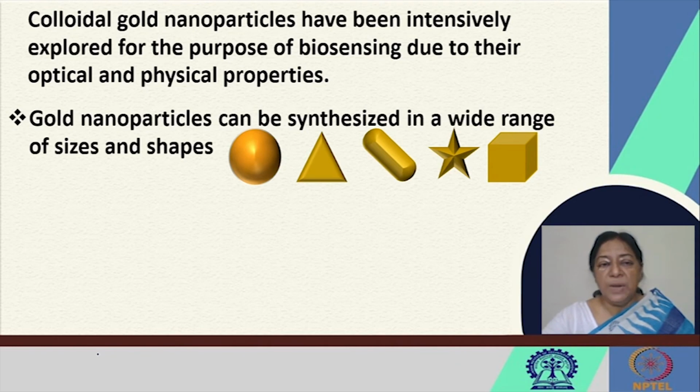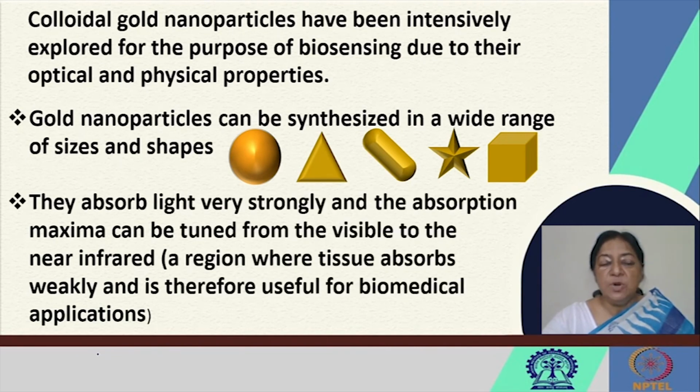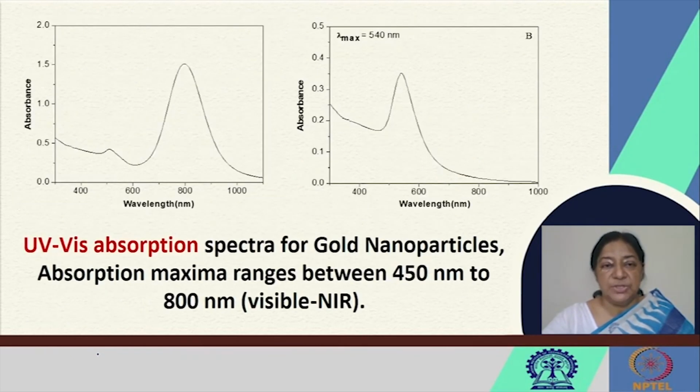So the gold nanoparticles, as we saw, can be synthesized in various sizes and shapes. They absorb light very strongly and the absorption maxima can be tuned from the visible to the near infrared. This is the region where the tissue absorbs weakly and thus they can be used for biomedical applications.